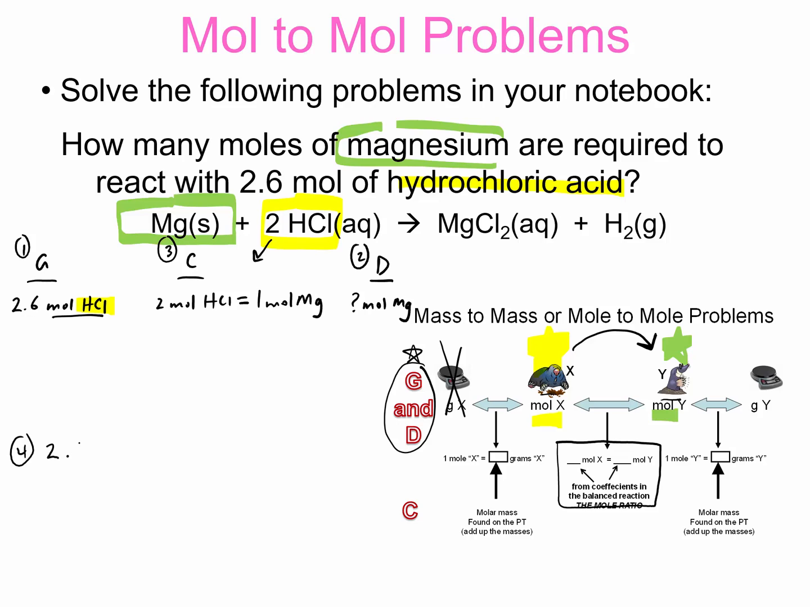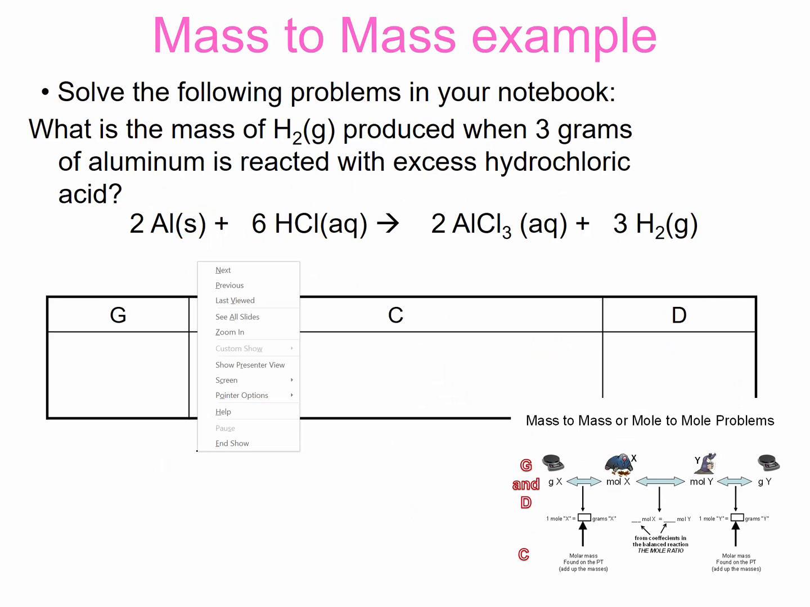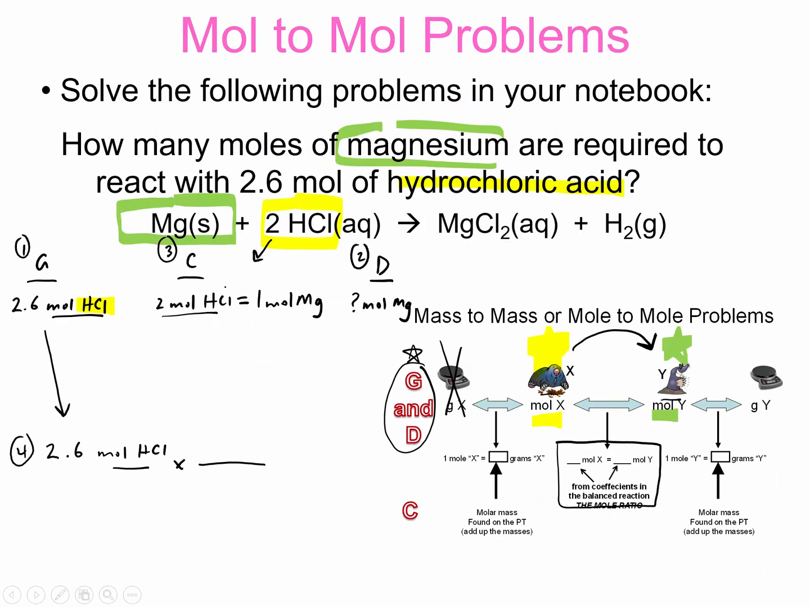So I just rewrite my given, 2.6 moles of HCl, times. I make a line, and I have mole of HCl, so I want it to cancel with this right here. I'm having a little bit of trouble with this slide, it keeps moving on its own. So I'm going to write 2 moles of HCl on the bottom, and the other part of the conversion factor, 1 mole of Mg, goes here.